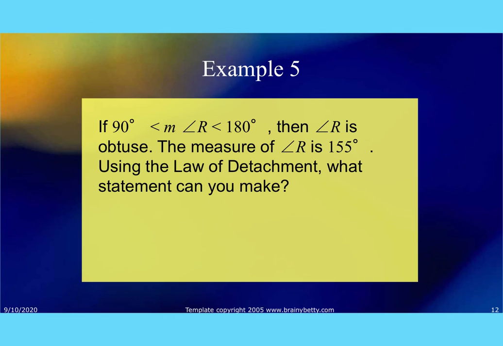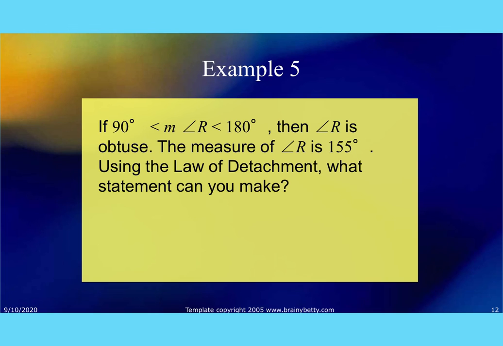All right, example 5 says, if 90 degrees is less than the measure of angle R, which is less than 180 degrees, then angle R is obtuse. The measure of angle R is 155. Using the law of detachment, which statement can you make? So I'll simplify that for you. It's saying that if R is in between 90 and 180, then it's obtuse.